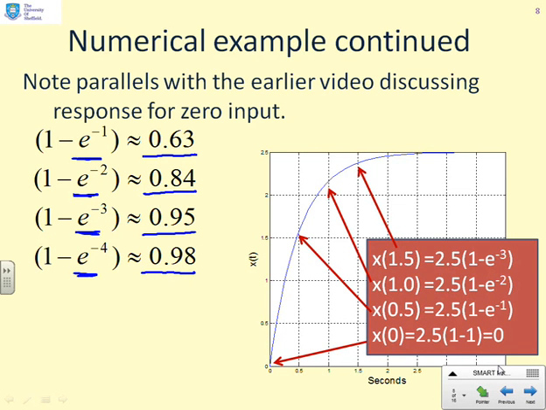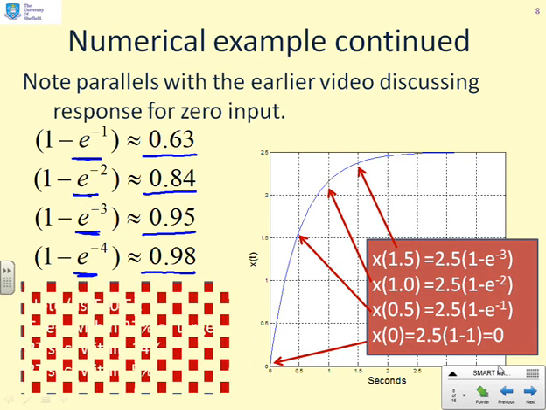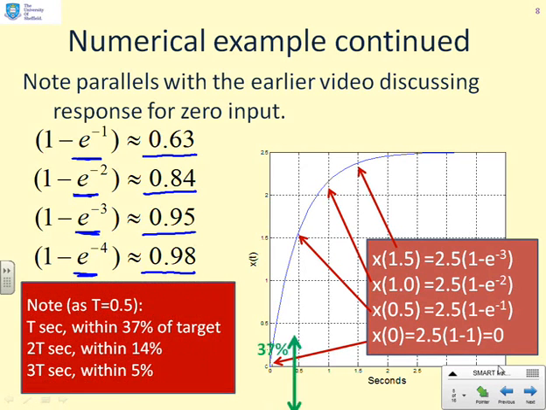So if you look in the graph here, you'll see that we've marked the points again, but clearly the value that you'll be noticing is that after T seconds you are within 37% of the target, because if I mark it down below with another double arrow, you've moved 63% of the way. Okay, so the 37% that you saw in the previous video has appeared again here, but in a different position.